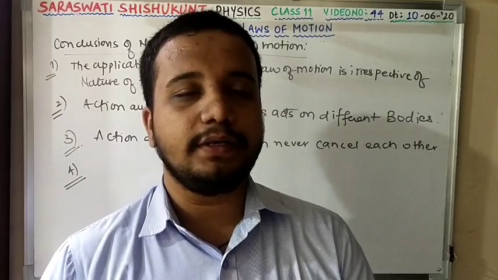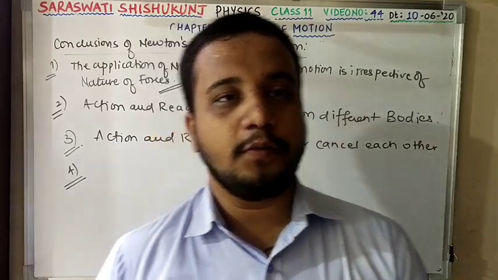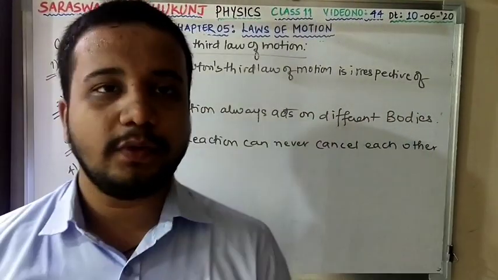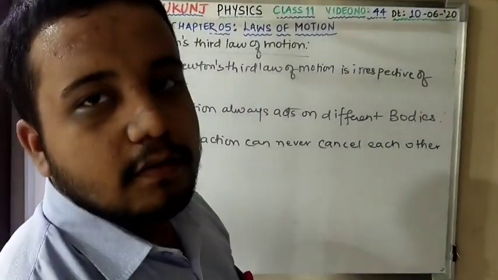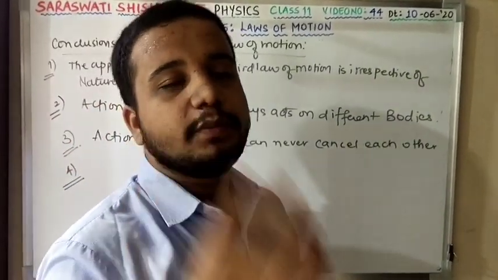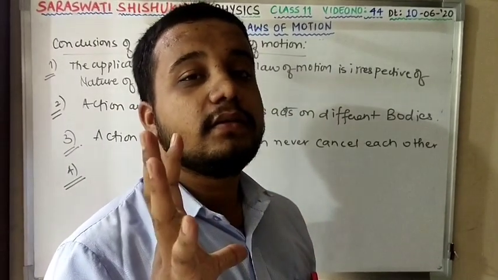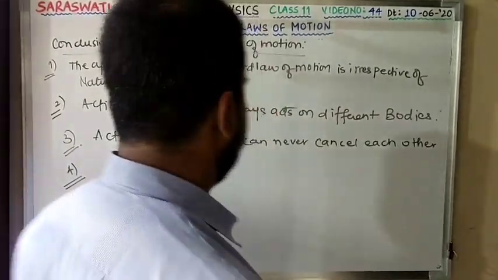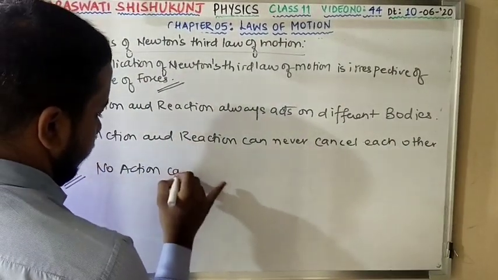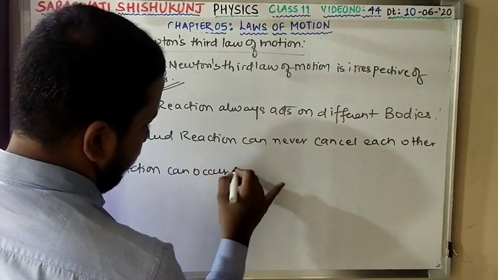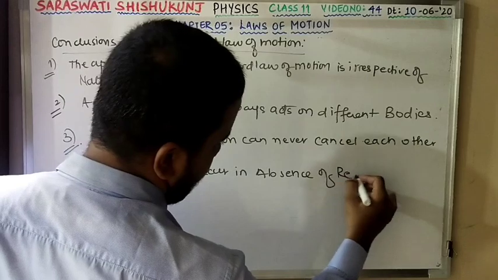The last point I wish to tell you about the conclusions for Newton's third law of motion. Can anybody guess what is the last point? Can anybody guess? What is the fourth point of this conclusion? The last conclusion is that no action can occur in absence of a reaction.